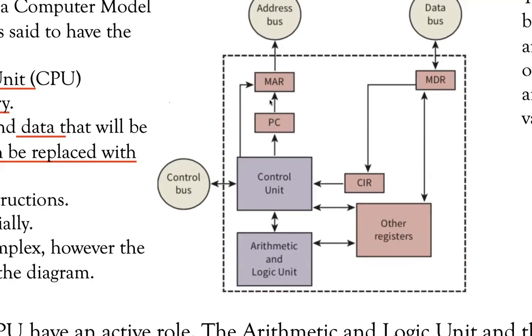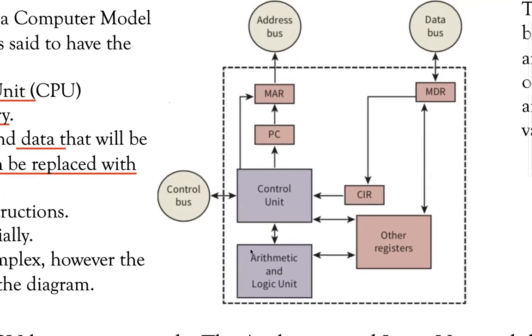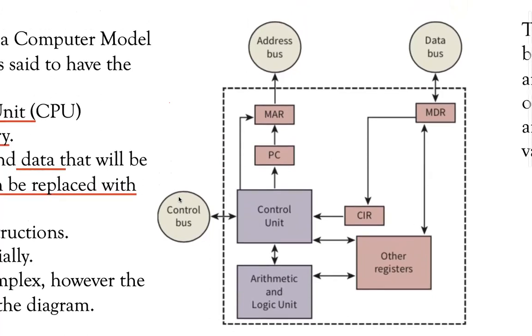Okay, apart from these registers, the control unit and the arithmetic logic unit, we can see three buses attached to the processor: control bus, address bus, and data bus. As mentioned before, and as I remember from previous discussions as well, a bus is basically a communication channel. It's not a storage device. So basically, these buses are capable of transporting data, different types of data.